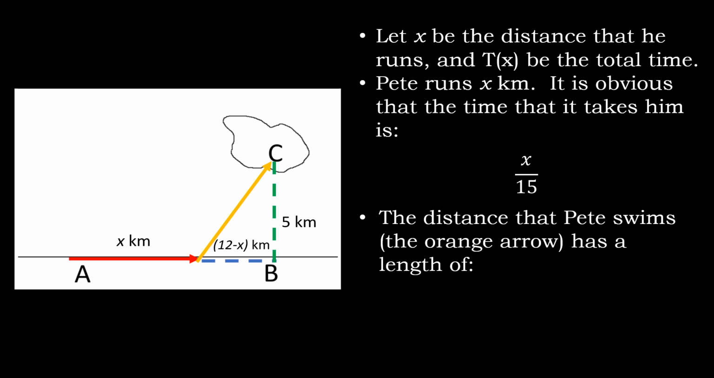Now the distance that Pete swims, the orange arrow, has a length of the square root of the quantity (12 minus x) squared plus 5 squared. This is because we can use the Pythagorean Theorem, which says that the length of the orange arrow will be the square root of the blue segment squared plus 5 kilometers squared, or the green segment squared.